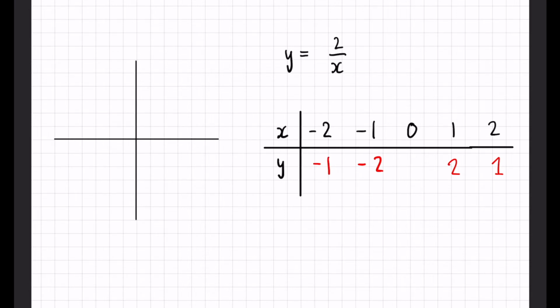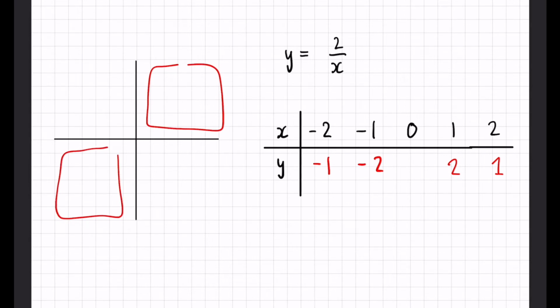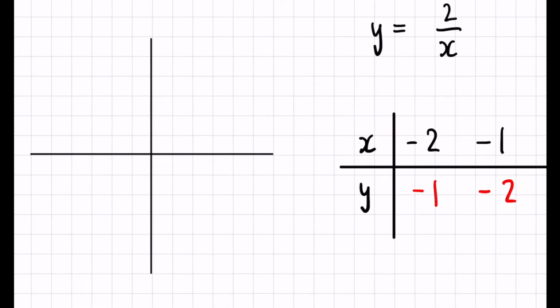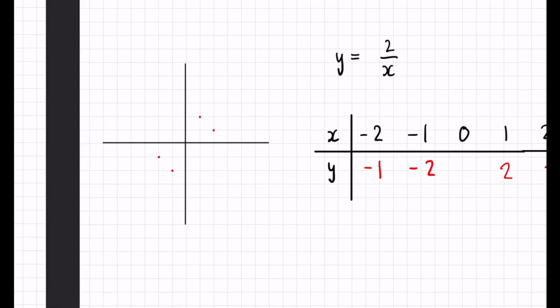So this is a positive reciprocal, so we know we're going to be looking at this quadrant and this quadrant. And again, the values will tell you that. So when x is 2, y is 1. And when x is 1, y is 2. Likewise, this is the same in the negative quadrant.